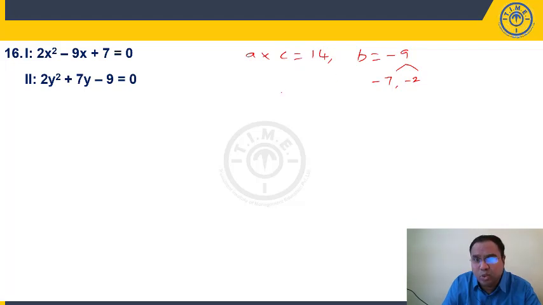While writing the roots, we have discussed this, you have to change the sign. Minus 7 will become plus 7, and you have to divide with the coefficient of x square, right? So the coefficient of x square is 2. Minus 2 will become plus 2 by 2. So it is 7 by 2 comma 1.